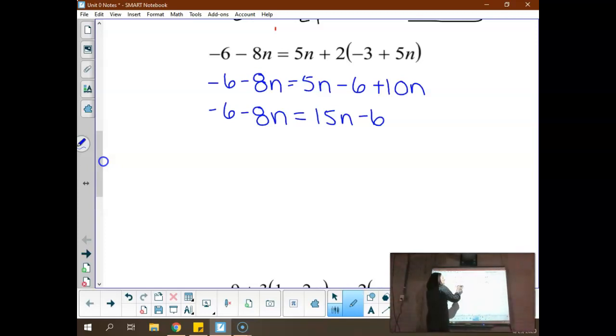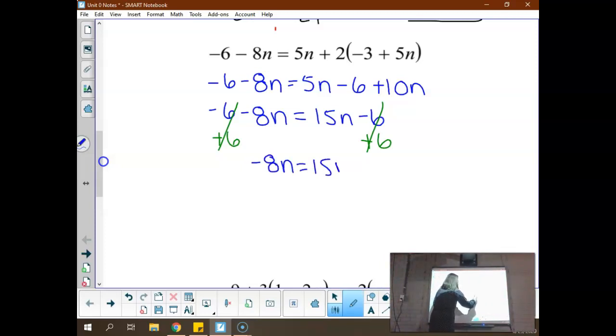All right, now you'll notice I have variables on both sides. I also have numbers on both sides. So I'm going to do this. I'm going to add 6 over here, add 6 over here. Hold on. Those cancel. I have negative 8n equals 15n. I'm going to move this 8n over. I get 0 equals 23n.